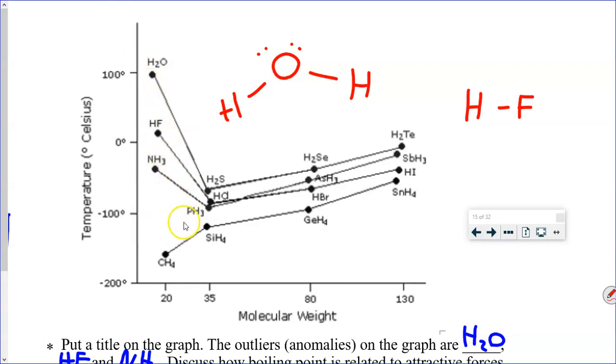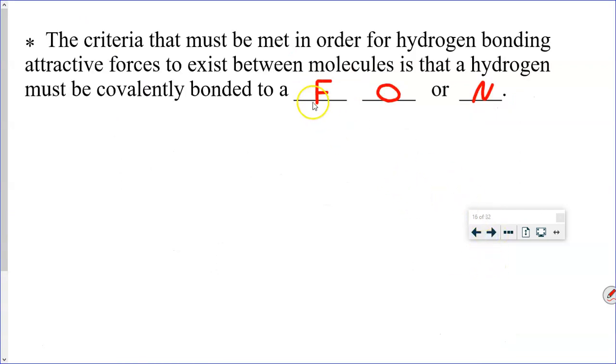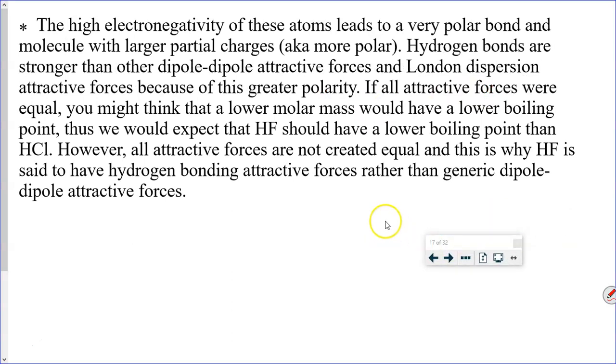So, to recap, hydrogen bonding is stronger than dipole-dipole, and it only happens when hydrogens are covalently bonded to fluorines, oxygens, or nitrogens in a molecule. All right, so the high electronegativity of these elements leads to a very polar bond and the molecule with large partial charges, aka it's more polar. Okay, hydrogen bonds are stronger than other dipole-dipole attractive forces and London dispersion attractive forces because of this greater polarity.